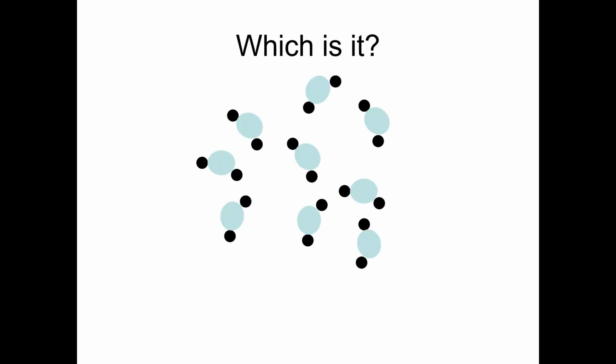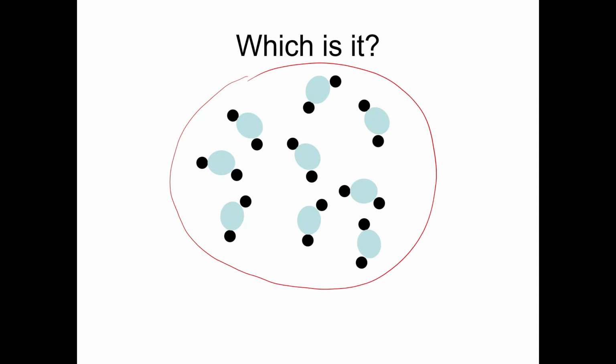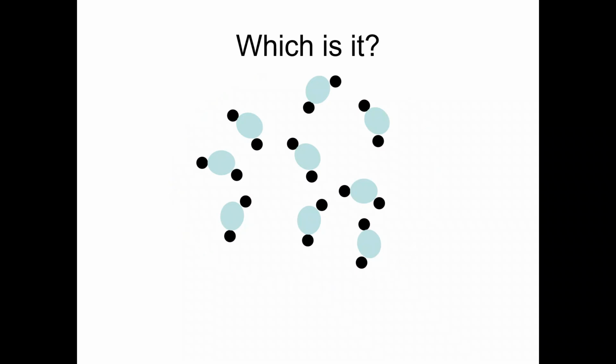Look at this picture now. You see one blue ball is connected with two black balls. All of them are like that. That's called definite composition. So, this type of substance, what do we call it? Compound.